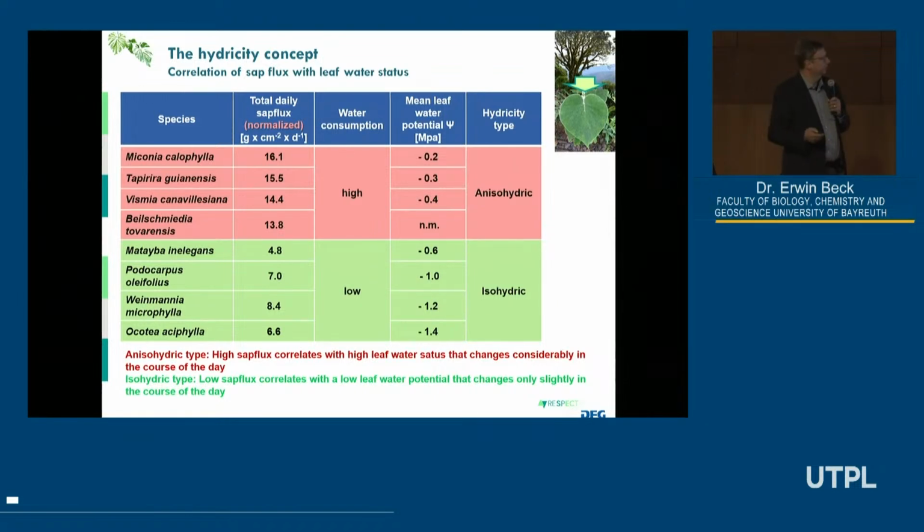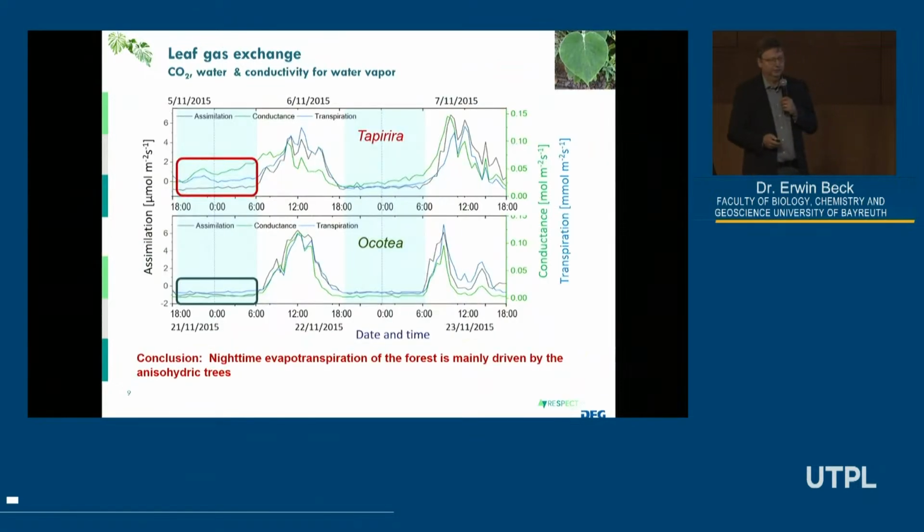So these 2 types, ecological types of trees, can be clearly distinguished. Now let's look at the leaf level. What are the physiological processes behind? Again, you see here 2 daily cycles of gas fluxes, and I put here Tapirira and Ocotea as the representatives of the 2 different ecological types of trees.